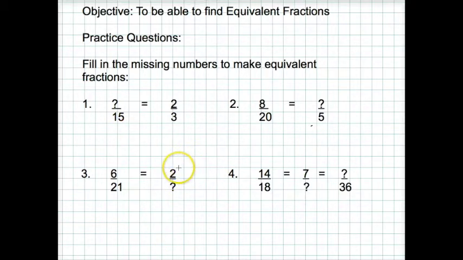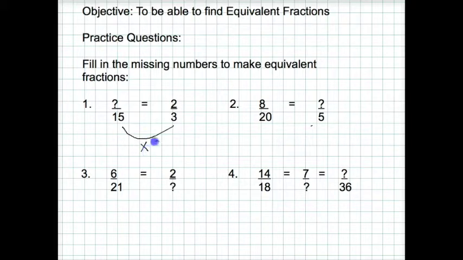Hi, welcome back. Let's now go through these 4 questions together. Question 1 then. What I've got to do is find out what this question mark is here. So I'm looking at my denominators and you can see that I've changed my denominator here from 3 to 15. What have I done to do that?